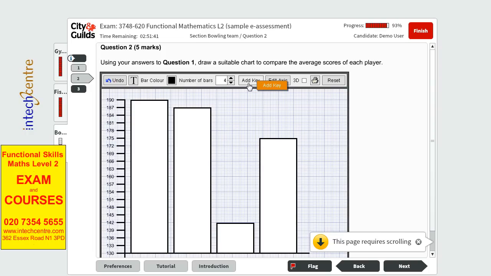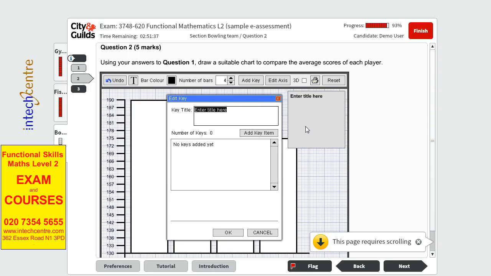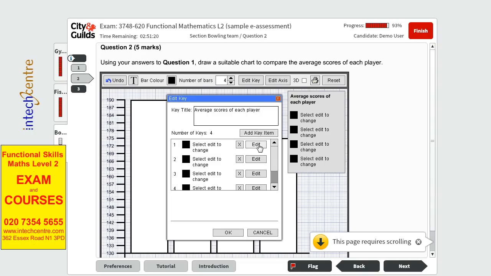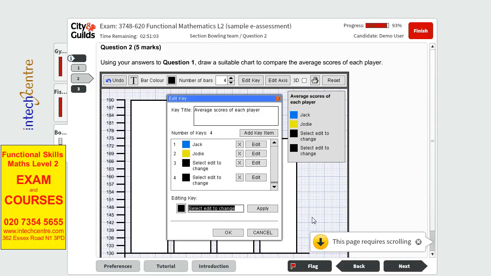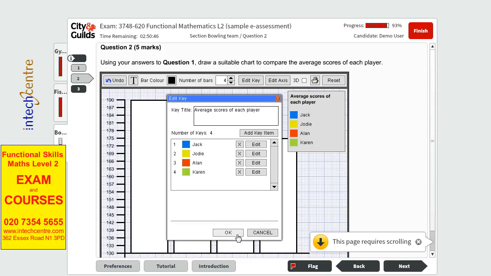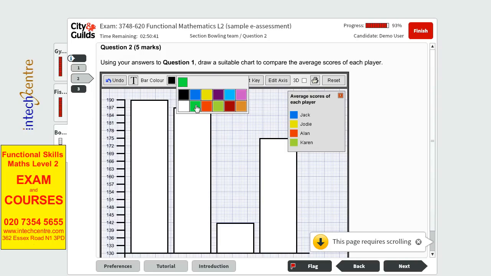And then let's click add key, and here we could say average scores of each player. And we'll add 4 key items. We'll edit the first one with Jack's name, and let's change the color to blue. The second one would be Jody, and the color would be yellow. Third one, it will be Alan, and we can put an orange. And for Karen, we can put a green. Don't forget to apply and then click OK so that you don't lose your inputs.